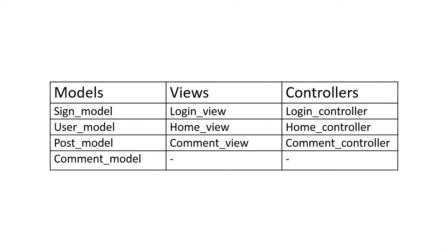This table shows the MVC components of the implemented application. Under models, we have the sign model, user model, post model, and comment model. In views, we have the login view, home view, and comment view. Under controllers, we have the login controller, home controller, and finally the comment controller.